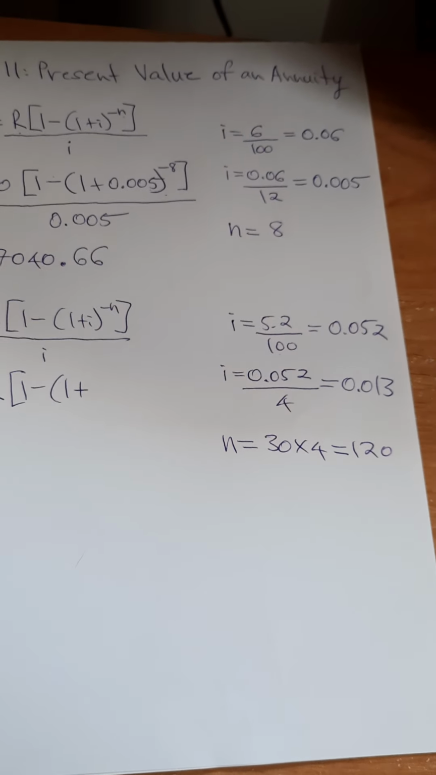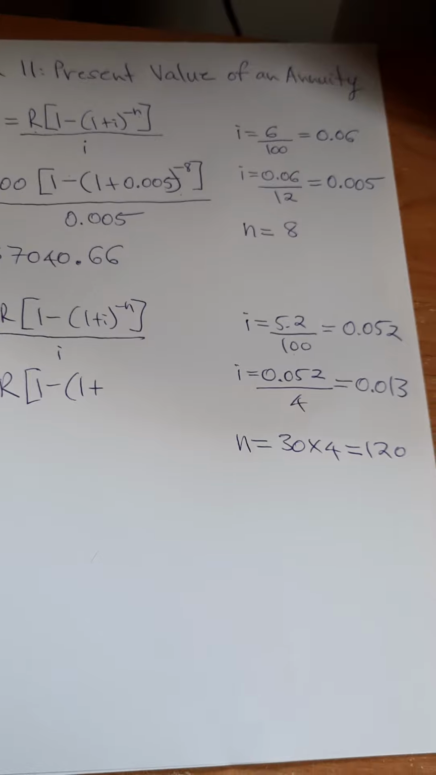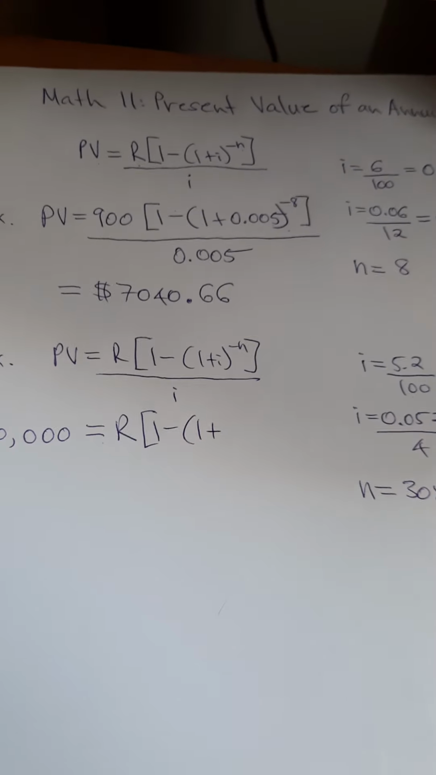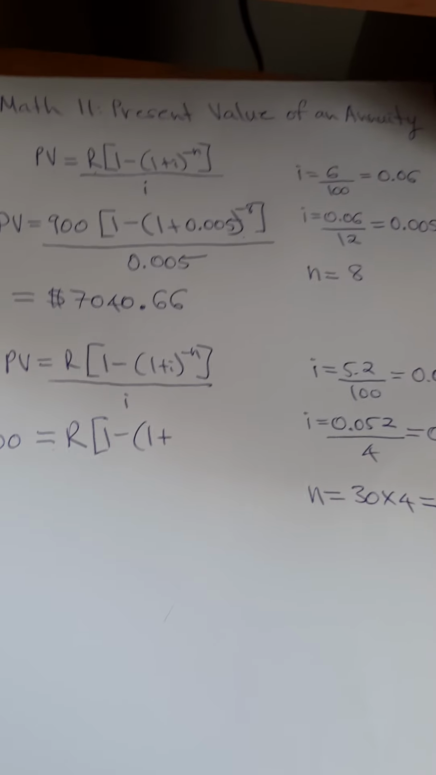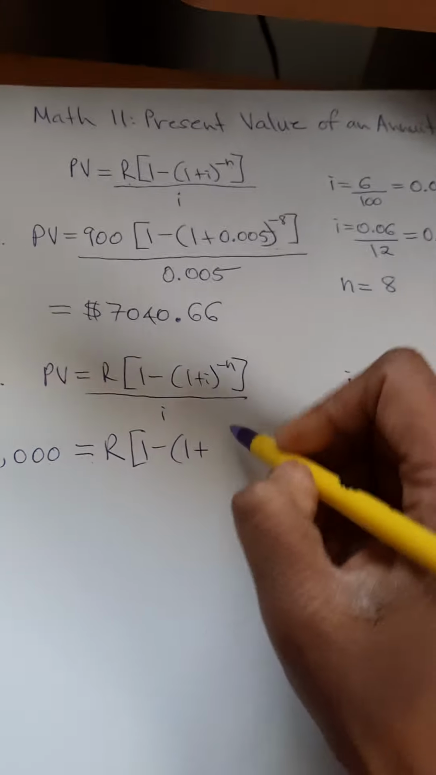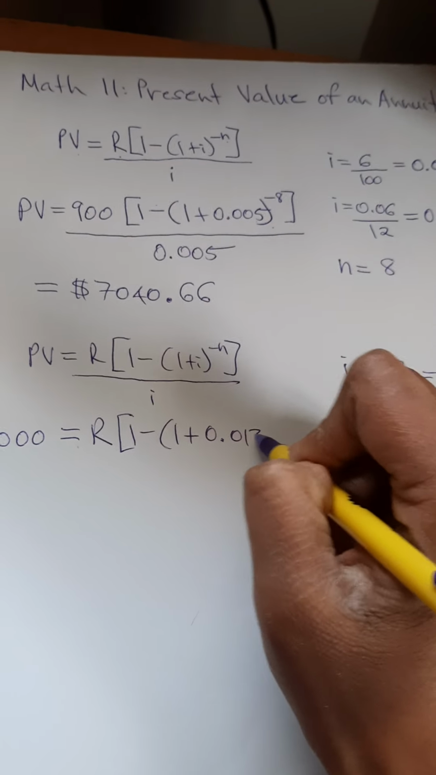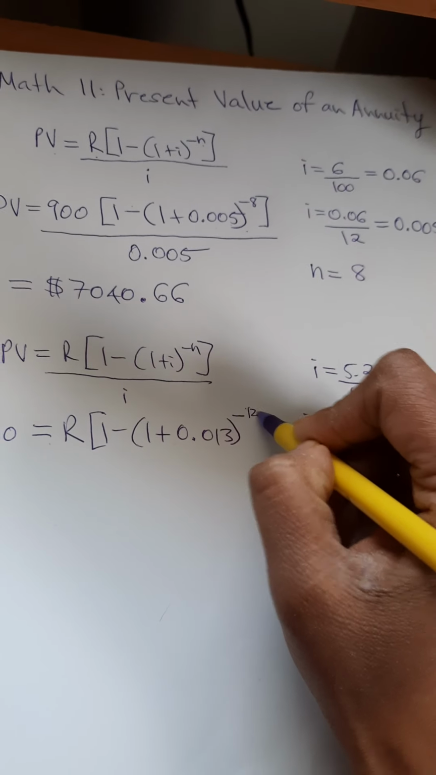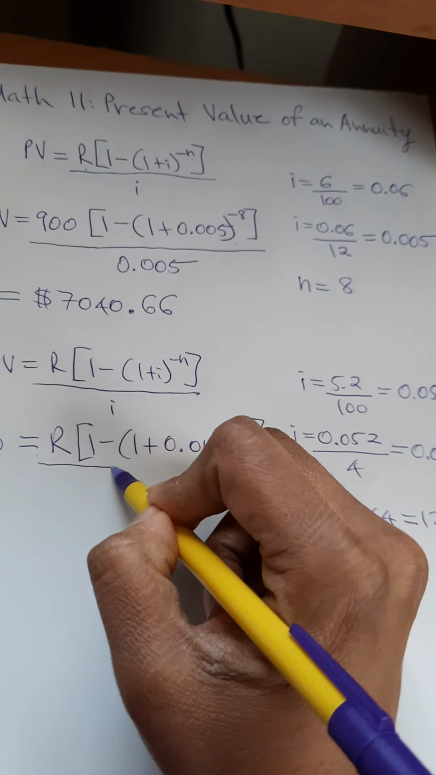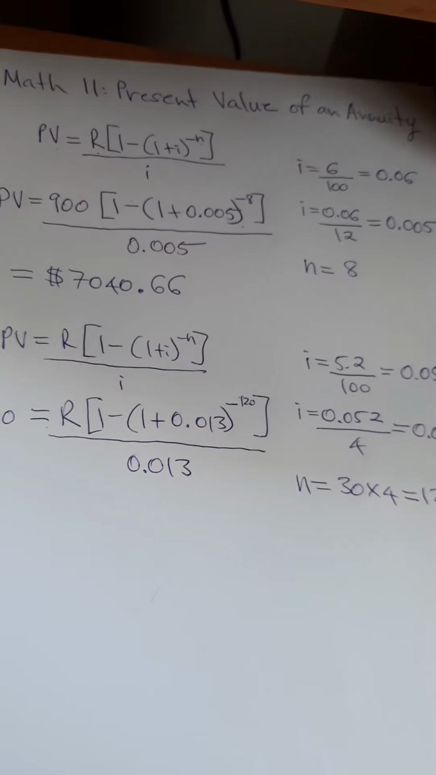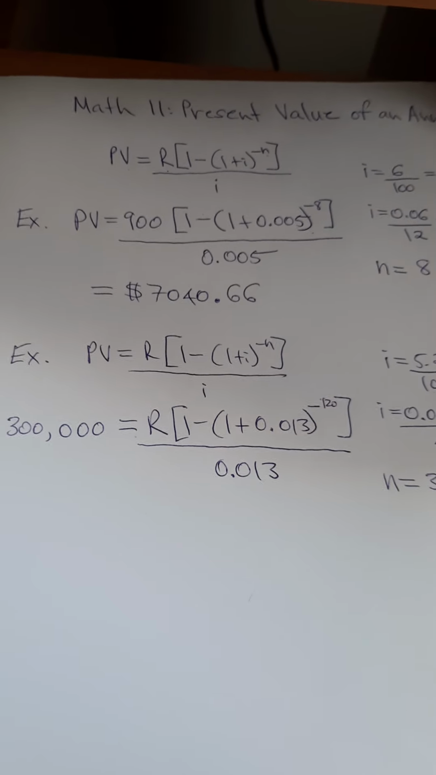So I always like writing the value of I and N on the side before I actually plug it into the formula. Okay, so let's put this in here, and we're going to plug in our value of I, as well as the value of N. So 0.013 to the negative 120 over the value of I, so 0.013. Okay, so just like this.